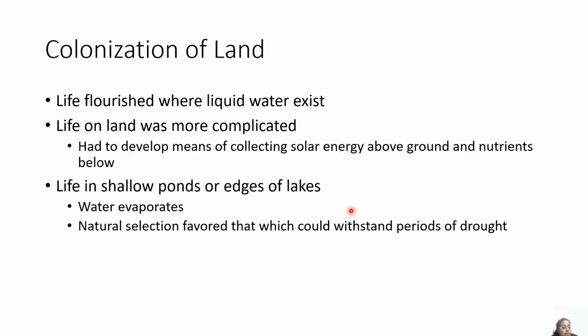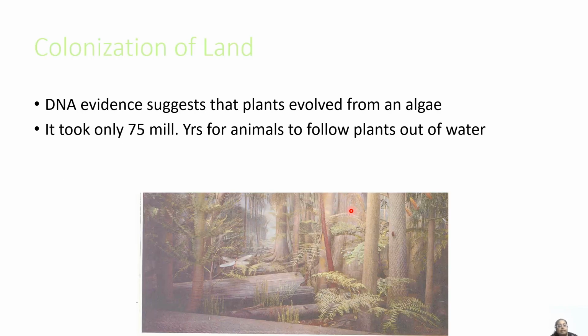Then, obviously, the colonization of land. Life flourished where liquid water exists. Life on land was more complicated; it had to develop means of collecting solar energy above ground and nutrients below. Life lived in shallow ponds or edges of lakes. Water evaporates, so natural selection favored that which could withstand periods of drought. Now, DNA evidence suggests that plants evolved from an algae. It took only 75 million years for animals to follow plants out of water.